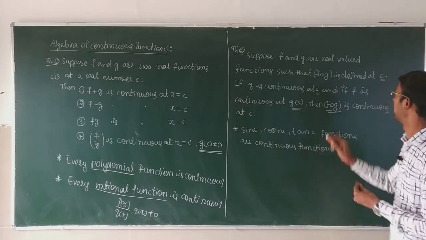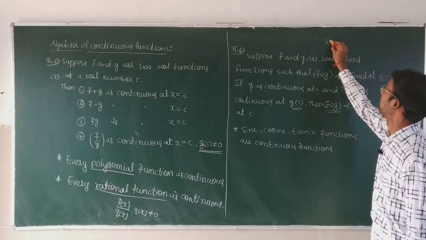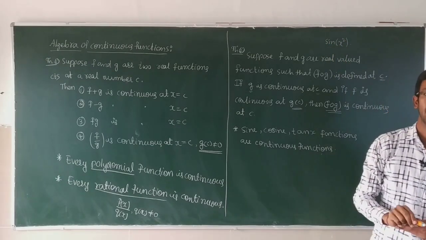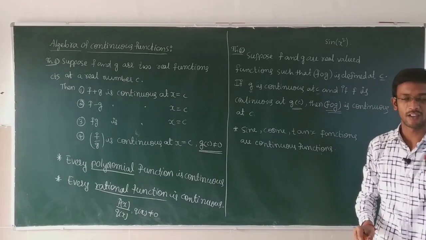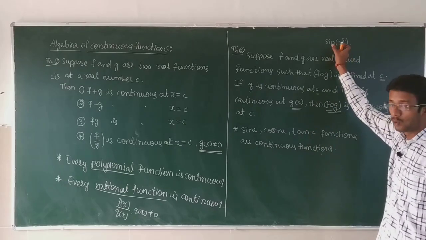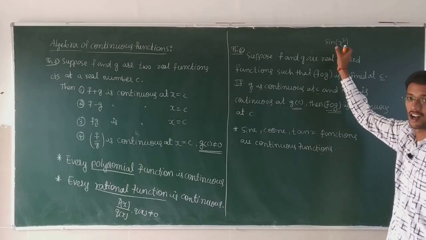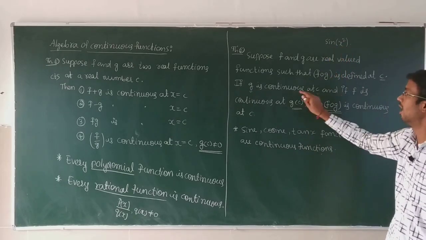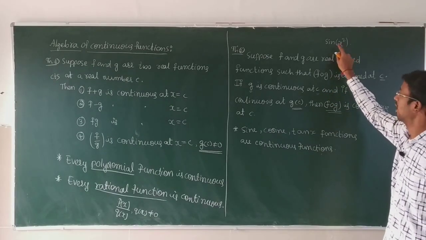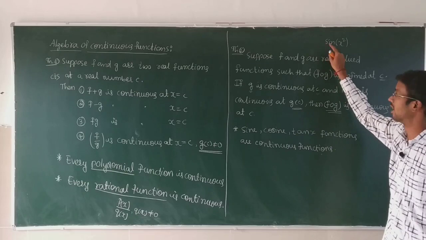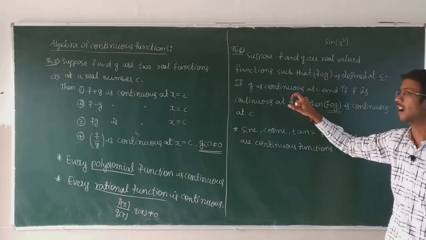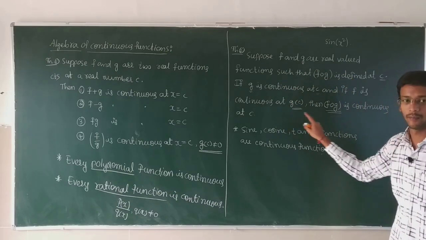One example I am taking here: sine of x square. Sine is one function, x square is another function. A combination of two functions is there, so this type is called a composite function. x square is a continuous function, sine is a continuous function, so sine of x square is a continuous function. That is theorem number 2.